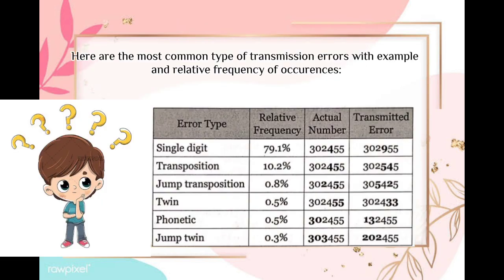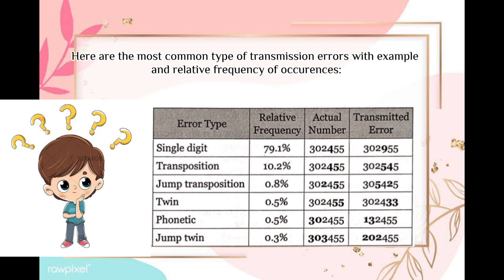When scanned into a computer or transmitted in some other fashion, there's a chance that one or more digits in the number will change or rearrange as they move from one location to another. Here are the most common types of transmission errors with examples and relative frequency of occurrence. Any of these errors may occur during transmission. The receiver can, of course, try contacting the sender to check, but this may not always be possible.